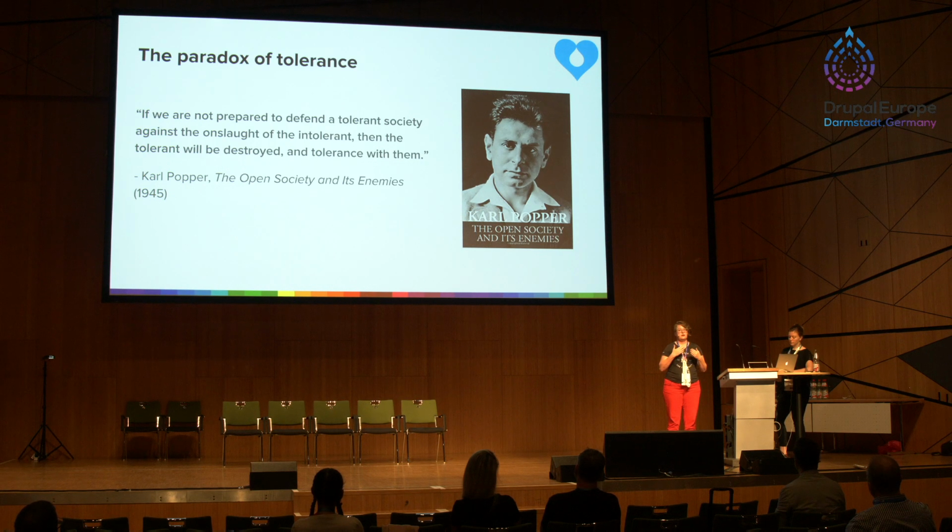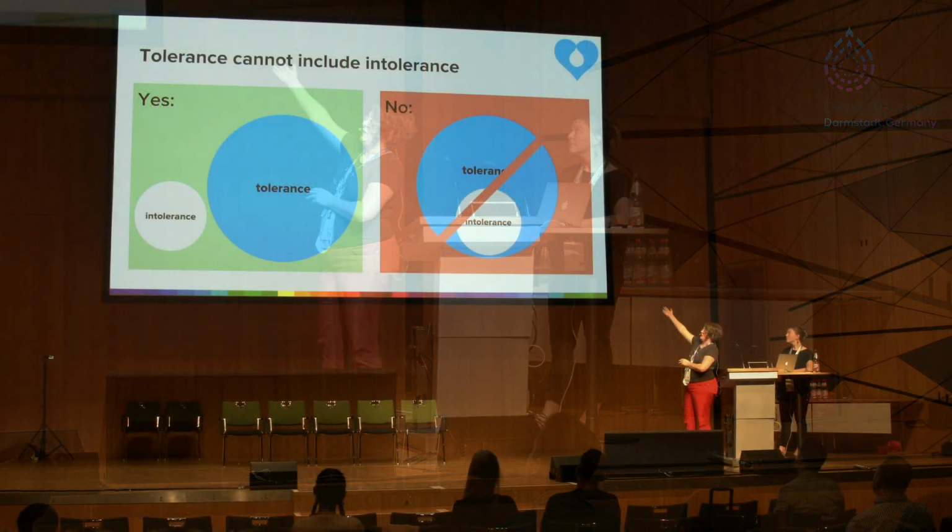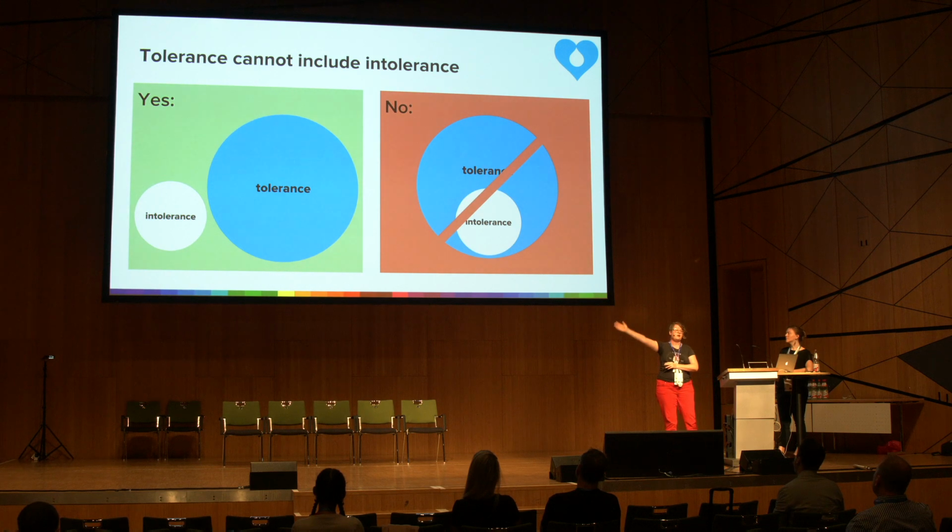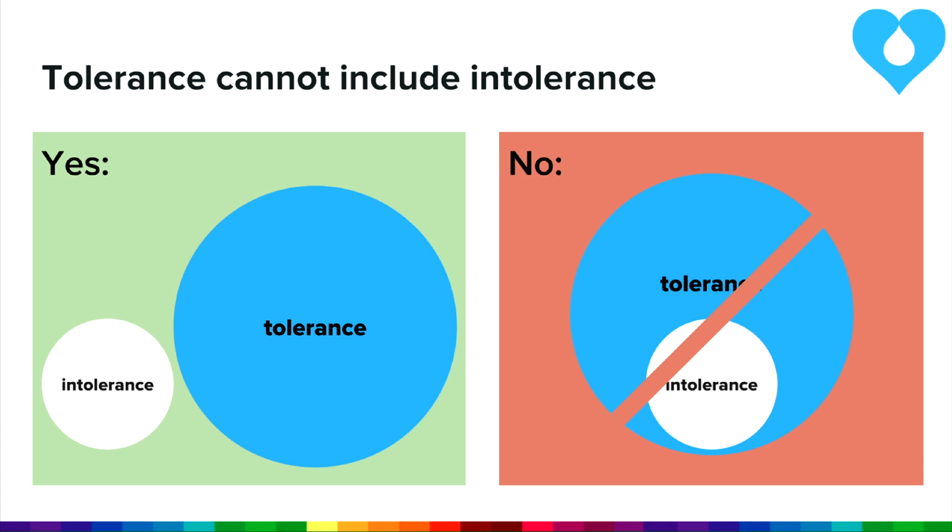And I think the act of deciding who's intolerant and who's tolerant can be difficult, but in my opinion, it's important to know your values and to draw that line. It's better than not drawing it at all. To oversimplify, if we were to make a Venn diagram, tolerance and intolerance cannot overlap. Intolerance will destroy tolerance. That's it. It's the whole paradox.